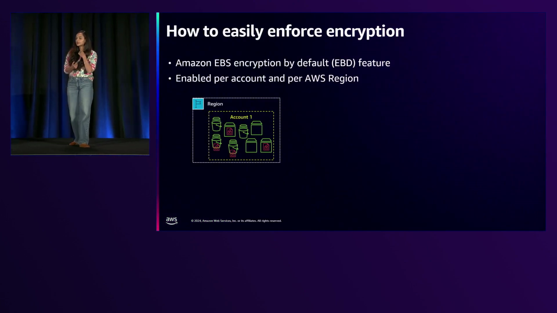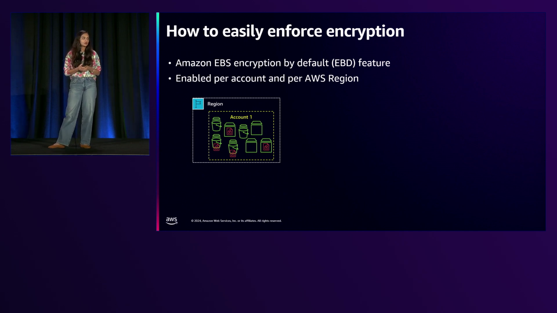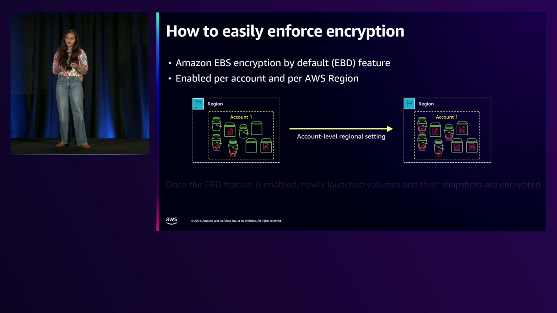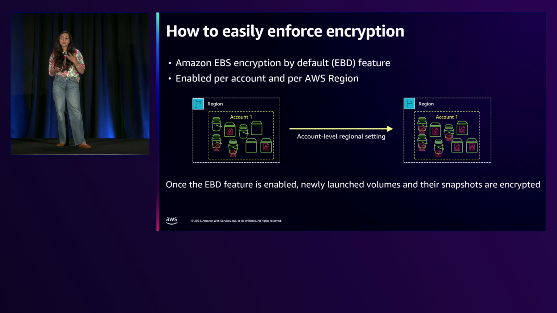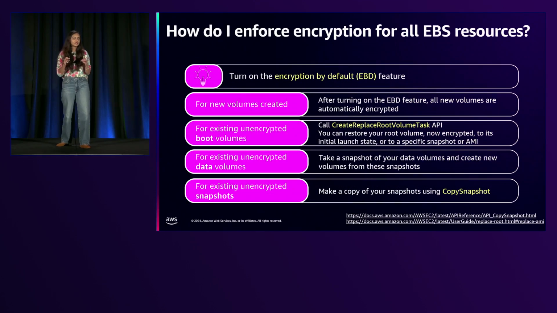One very powerful account level setting that we have within EBS for enforcing encryption is what we call EBD, or encryption by default. It's enabled at the account level, and it's for every region, so you have to enable it for every region that you're operating in. What that helps you do is enforce it at the account level, and every resource that is created after that point is going to be encrypted by default. So all the volumes that are created and their snapshots are going to be encrypted from that point onwards. This is a very easy way to ensure that all your future resources are going to be encrypted.